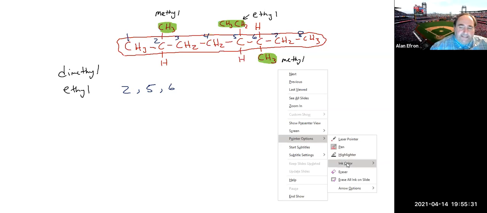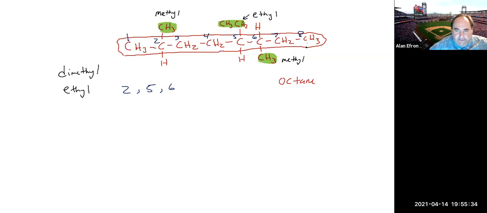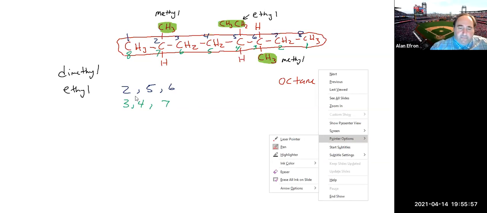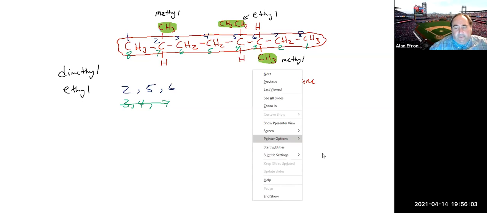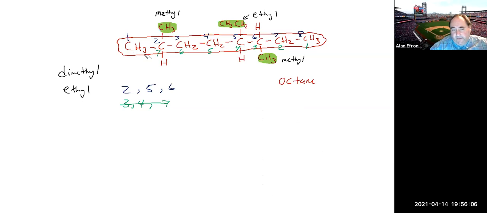If we numbered right to left, this is carbon 1, carbon 2, carbon 3, carbon 4, carbon 5, carbon 6, carbon 7, carbon 8. Going in the green direction, we have groups at carbon number 3, carbon number 4, and carbon number 7. So when choosing here, it's always the smallest, which means this side would not be good. We actually want to number in the blue direction. Any questions on that? Let me clear out some of these numbers.